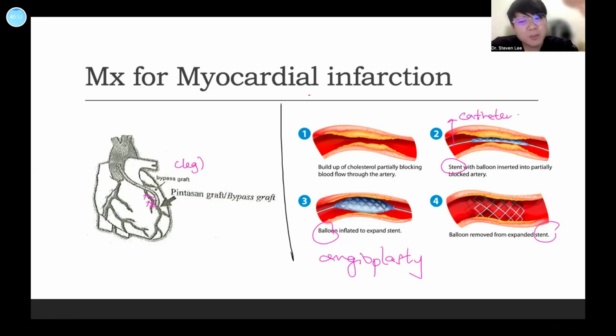So the steps, actually, are just 3 steps. Step 1, you insert a catheter up to the coronary artery. Then you inflate the balloon to open up the vessel. Then step number 3, you place a stent inside, which prevents the vessel from closing back. This is angioplasty, the one that we usually do nowadays as a first-line treatment for heart attack.